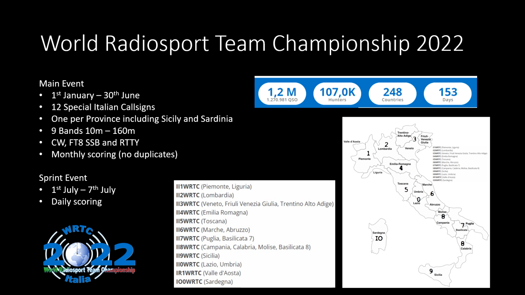And the event was being held over those months and was being scored on a monthly basis. And what I mean by that is you were only allowed to contact each station on each mode on each band once per month. But of course, the following months it reset and you could have another go. This event was then followed by what was called a sprint event, which happened from the 1st of July to the 7th of July. And that was a daily scored event where you could contact each call sign on each band on each mode once every day.